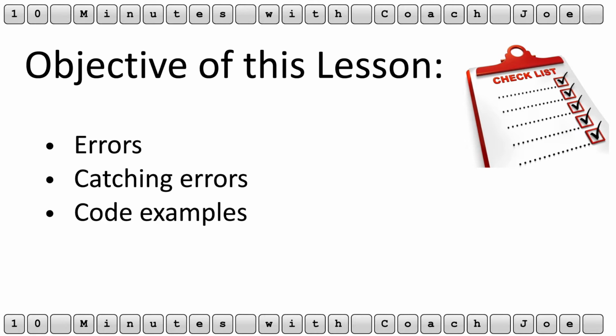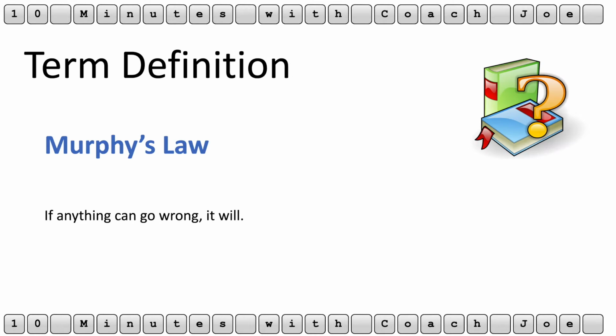In this lesson, we will review the different types of errors that can happen while developing the application, how to handle these errors, and some code examples. Murphy's Law states, if anything can go wrong, it will. When you write an application, things can and will go wrong. These are called errors or exceptions.